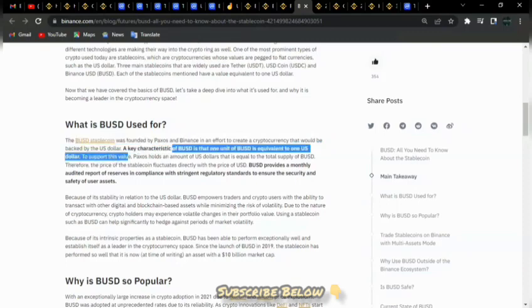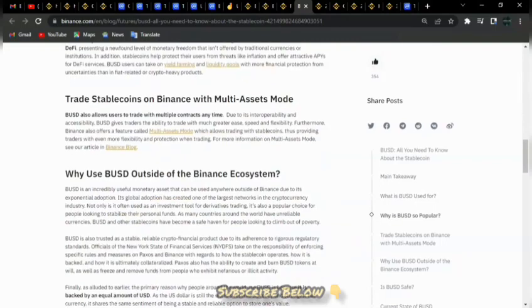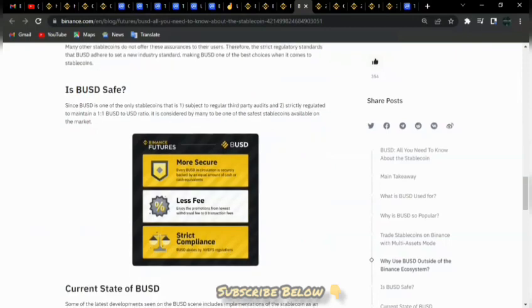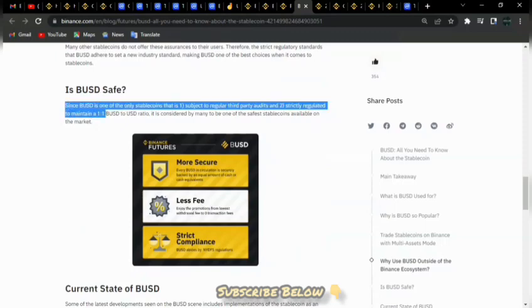A key characteristic of BUSD is that 1 unit of BUSD is equivalent to $1, which we've talked about here. Now, I'll be leaving this article in the link below. Now, is BUSD safe? You want to know that BUSD is one of the only stablecoins that is subject to regular third-party audits and is strictly regulated to maintain a 1-to-1 BUSD to USD ratio, which is very okay.